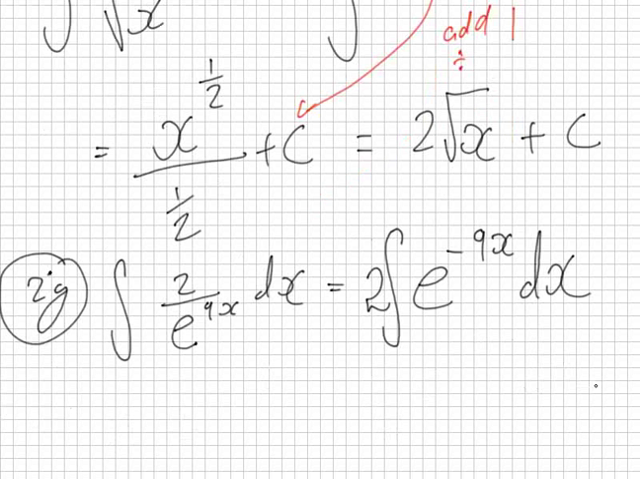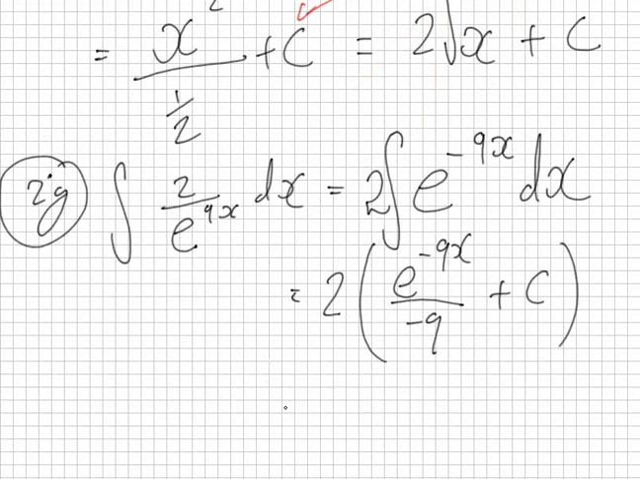And now you can look at your rule. So whatever rule number that is, this will become 2 bracket e to the minus 9x over minus 9 plus c. Now, also, this can be written as minus 2 over 9 e to the minus 9x plus c. It's the 2 and not times the c. Yes. Now, why not? You could write it as 2c if you want, but I didn't. So why was it okay for me not to write 2c? Why could I just write c?